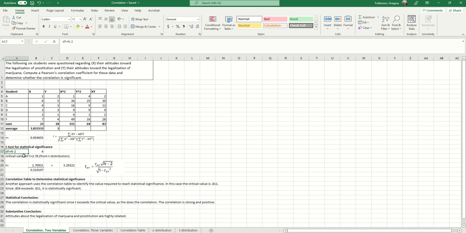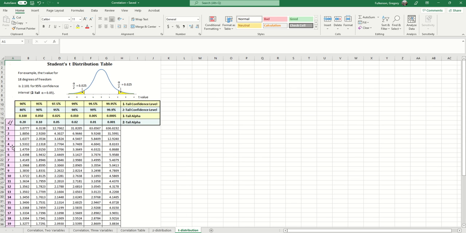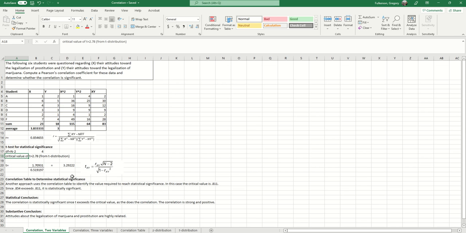We need to find our critical value of t, based on 4 degrees of freedom. Okay, so 4 degrees of freedom, and we're looking at a two-tailed 95% test, so 2.78 is our cutoff value. Our calculated t-score comes from this formula.